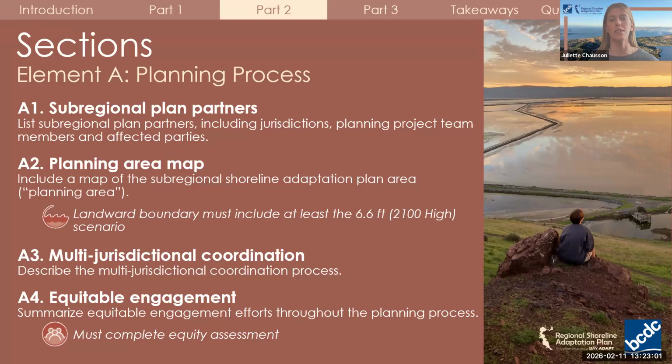and special districts. And then finally, section A4 is the equitable engagement, and this is where you would identify vulnerable communities and summarize your efforts to engage communities equitably throughout your planning process. The equity assessment standard outlines several steps that need to be taken to ensure equity in this process, and we're mentioning this here at a high level today, but our webinar in April will dive into equity and the equity assessment in detail, so make sure to sign up for that.